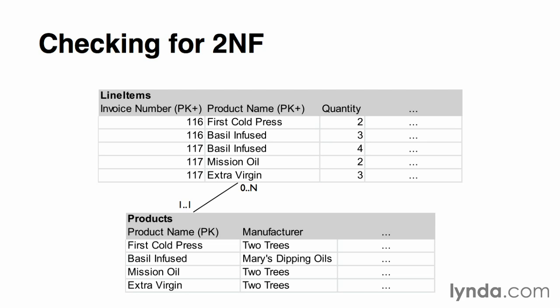So that's how you check for compliance with the second normal form. Go through all of the tables with composite keys and make sure that the rest of the fields are determined by the entire composite key. If a field is only determined by a portion of the key, move that column to a new home, either in an existing table or in a new table.